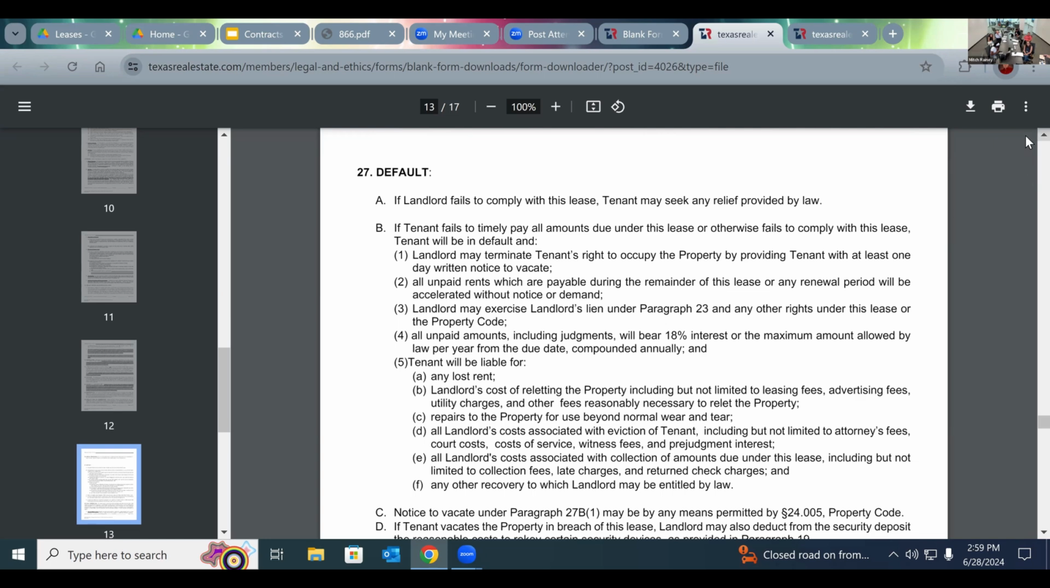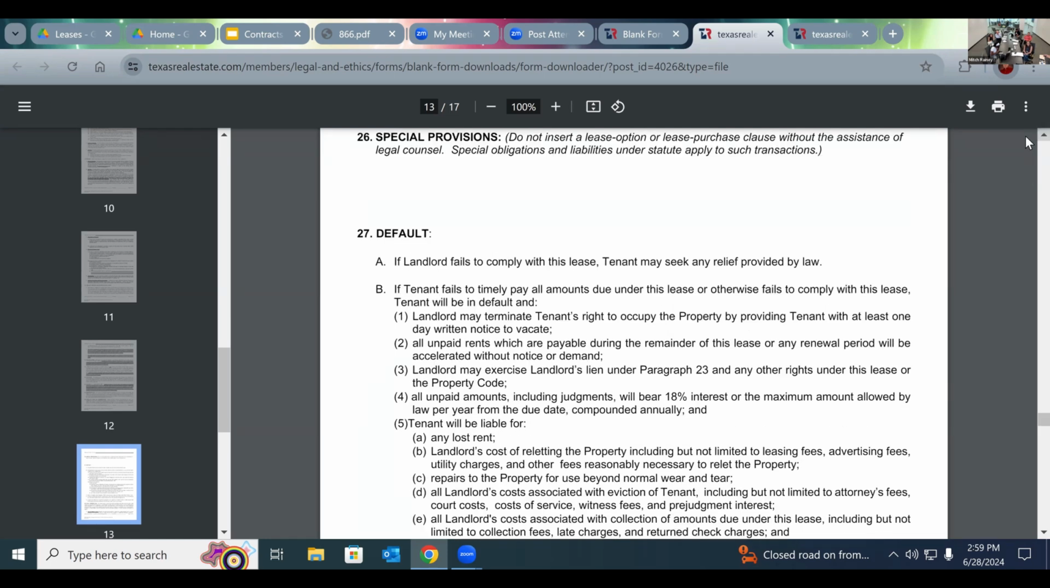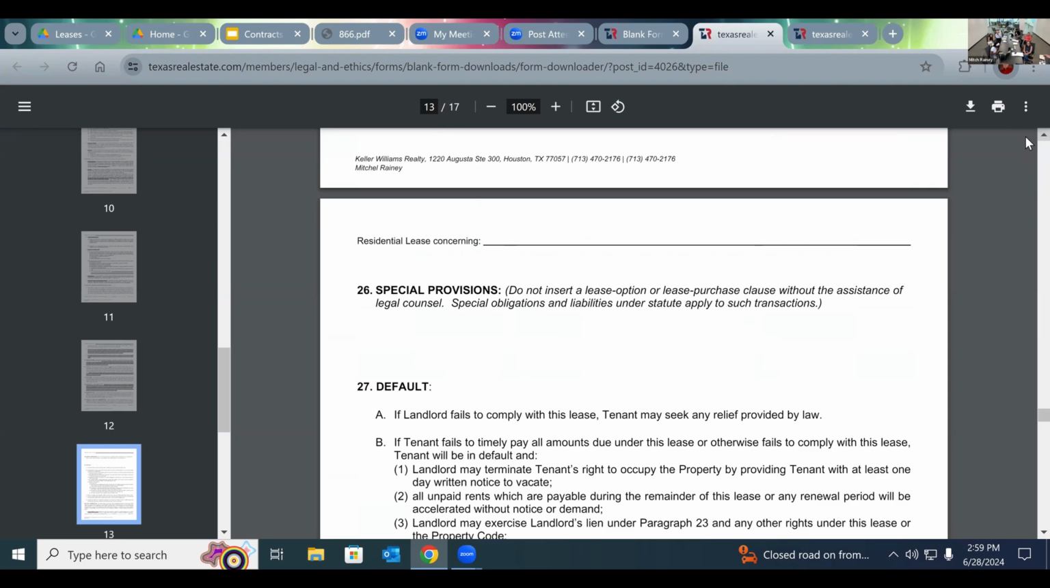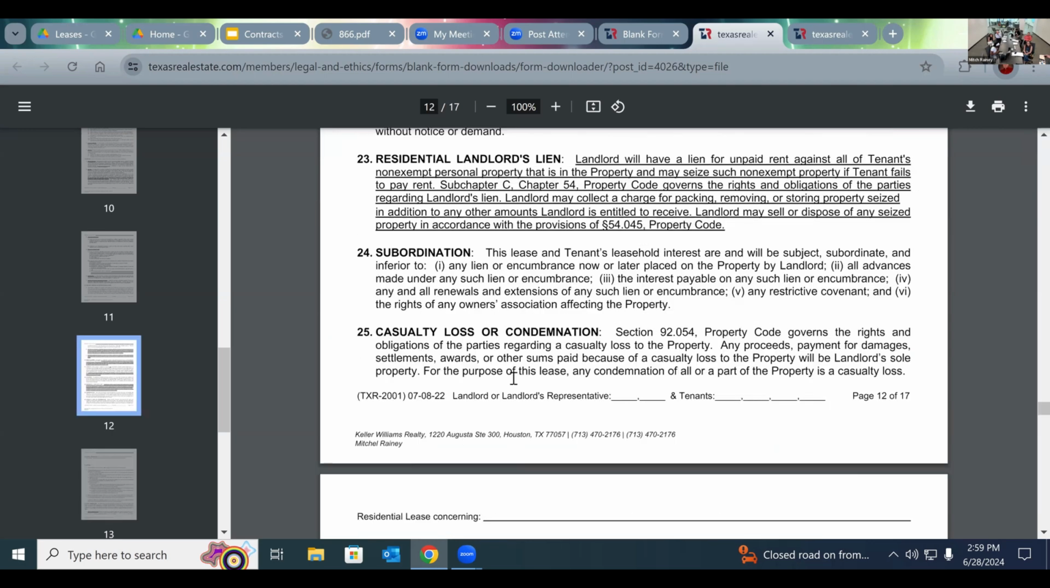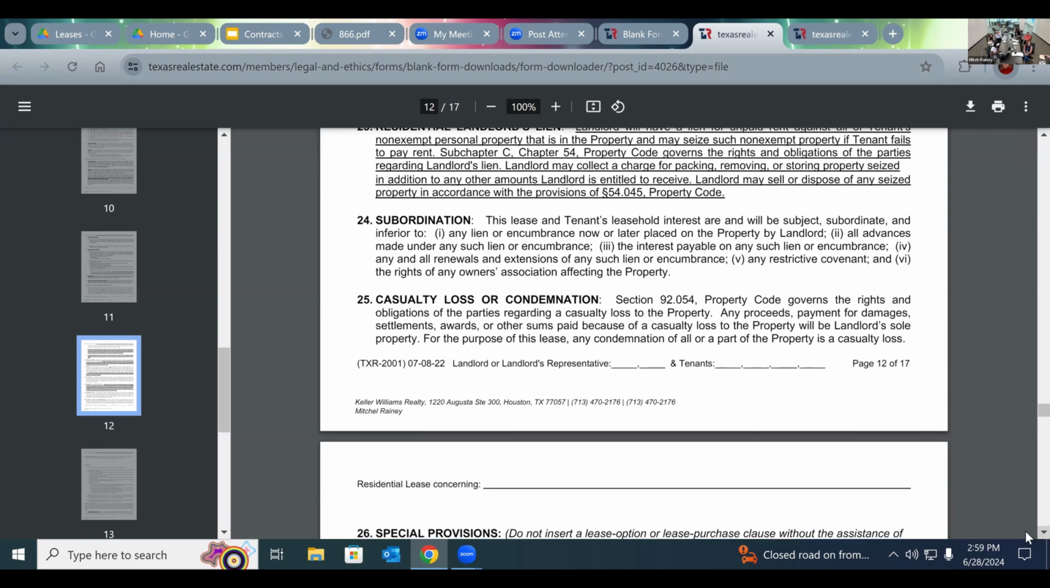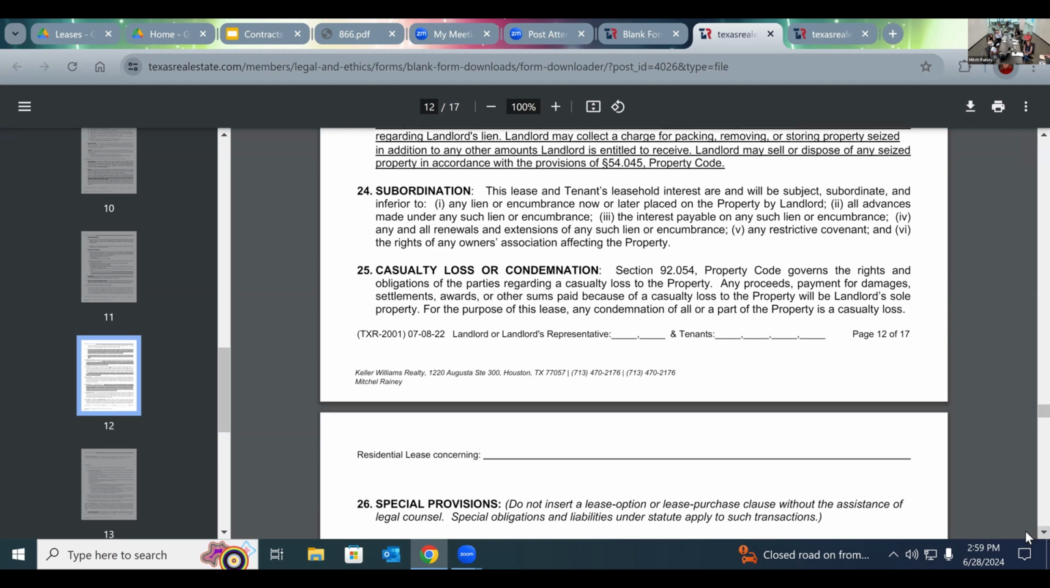Subordination, everything survives this, everything's together. Casualty loss or condemnation. The landlord can bring it back the way it is. It doesn't necessarily say they have to pay for them to stay someplace else. Never seen it happen where a landlord usually doesn't just let them out.